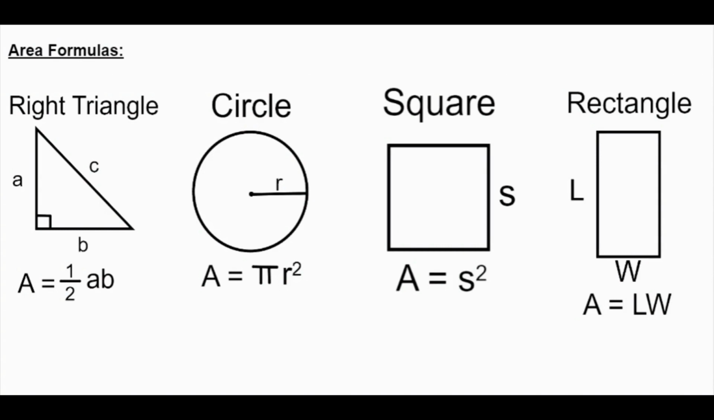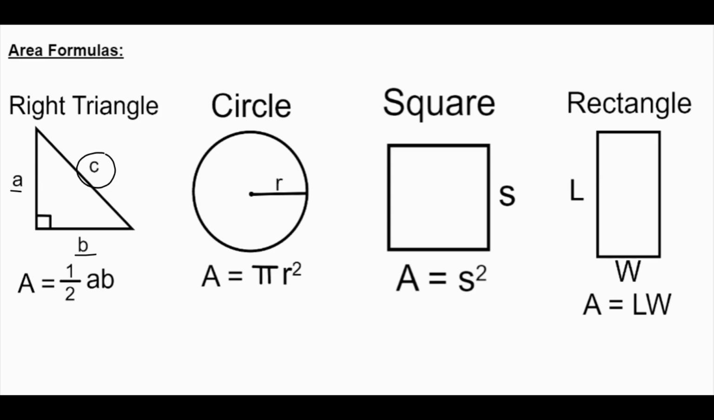The first figure we have is a right triangle. Area of a right triangle is 1/2 ab, where a and b stand for the legs of my right triangle. Remember, c is the hypotenuse, that's the longest side, so a and b would be the shorter sides of my right triangle.